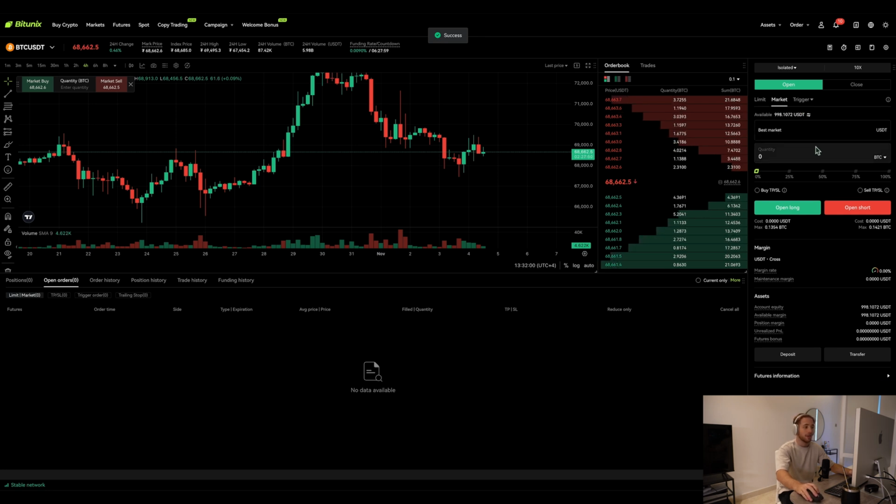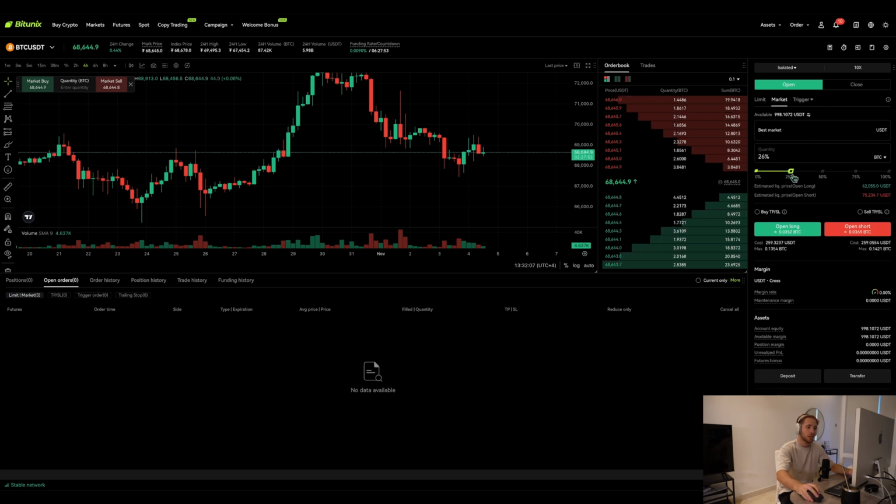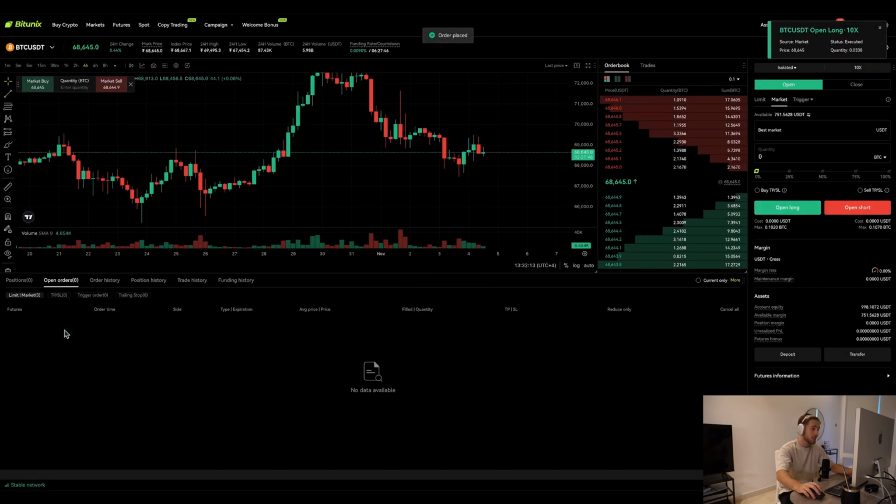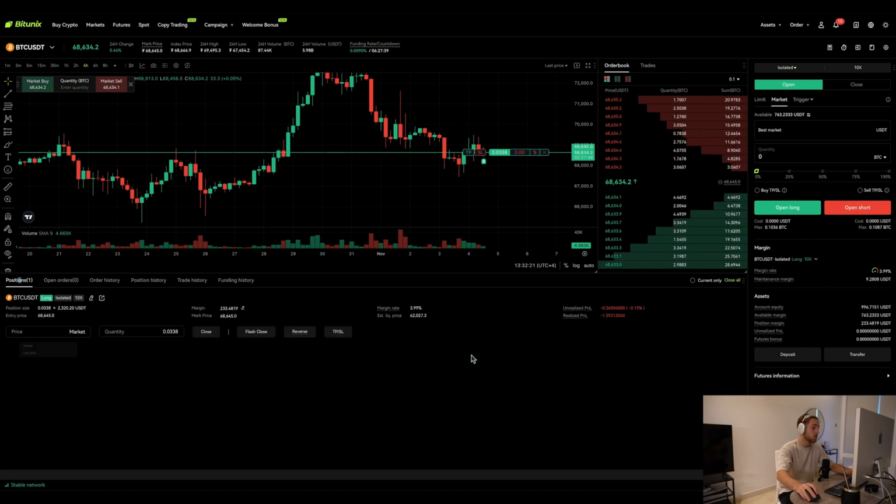And now we can open a market order, which will be filled immediately. So let's say we're going to use 25% of our available funds, which is 250 bucks, just to show you as an example. We got the notification that the position has been opened, and now you can see all the details here. Entry price $68,645.